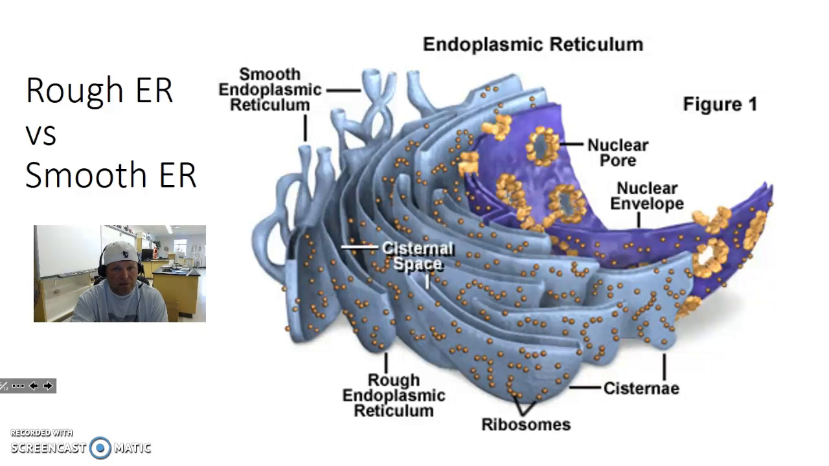But remember, this is Burt's Basics, so let's talk about it. The ER first. Okay. ER. All this in blue is ER. Now, there's two different types of ER. There's those that lack ribosomes, which we call smooth. There's those that have ribosomes, which we call rough. So there's a pretty good difference between rough and smooth.